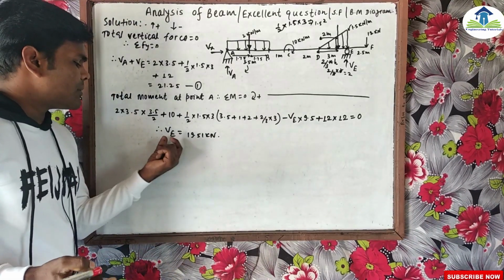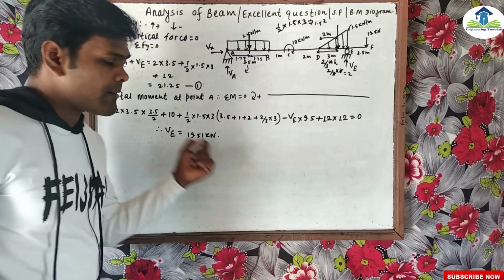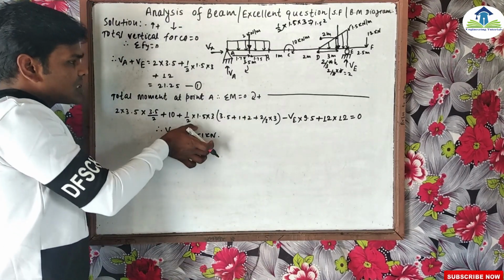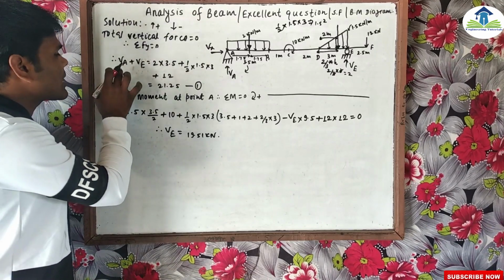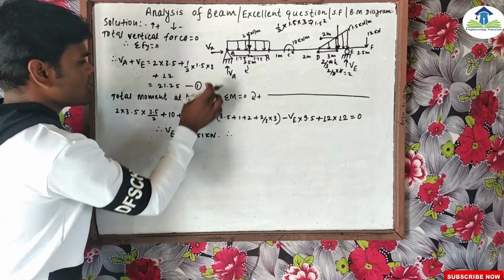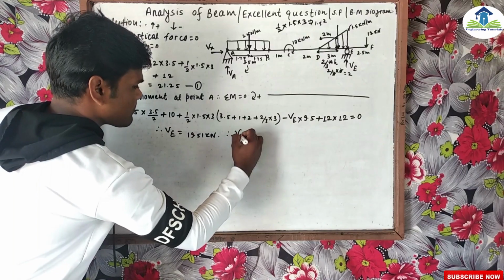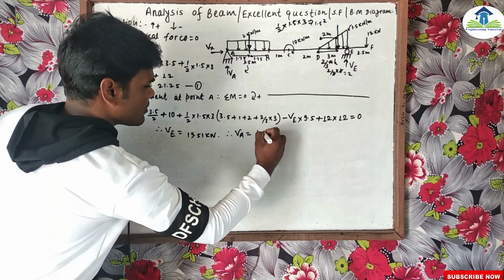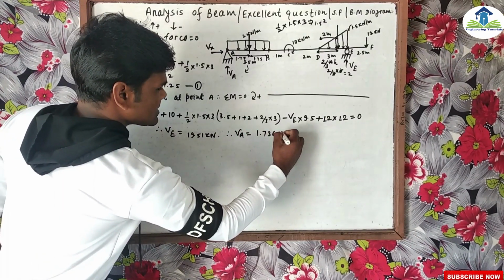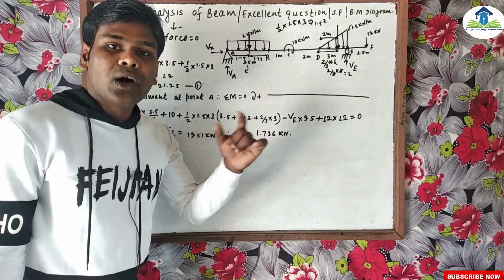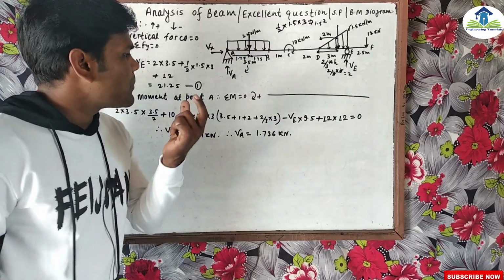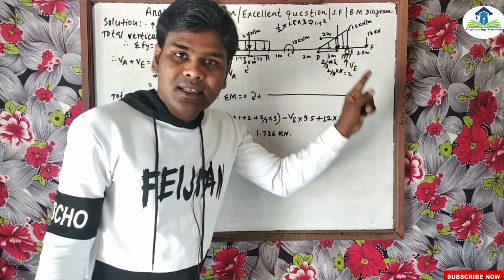If we found VE as 19.5 kilonewton, then we put this value in equation 1, and we can find VA. After putting this value in equation 1, the VA comes to 1.36 kilonewton. So after this calculation, we found the vertical reaction at A and the vertical reaction at E.